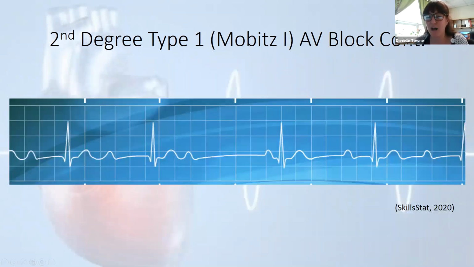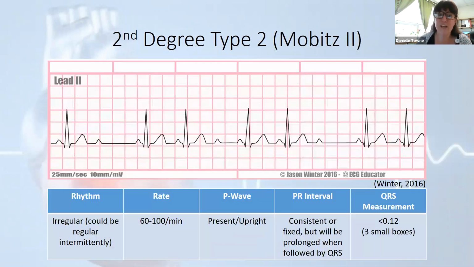All right, so similar causes as with the first degree. Medications like beta blockers or calcium channel blockers, history of MI, rheumatic fever, cardiomyopathy, myocarditis, CHF. Patients might present with fainting, dizziness, fatigue, dyspnea, and/or chest pain, depending on how severe this block is for them. A second degree type 1 is less serious than the second degree type 2 that we're going to talk about in a minute. However, all patients should be monitored for their individual response. We would treat the underlying cause if possible. And if the patient experiences symptomatic bradycardia, we would follow the ACLS algorithm and provide pacing if needed. So that's second degree type 2, Mobitz II.